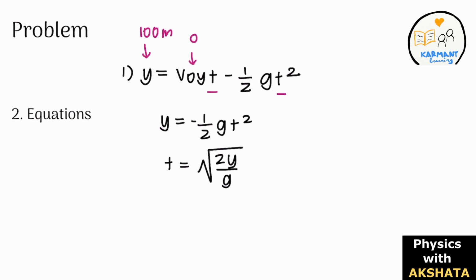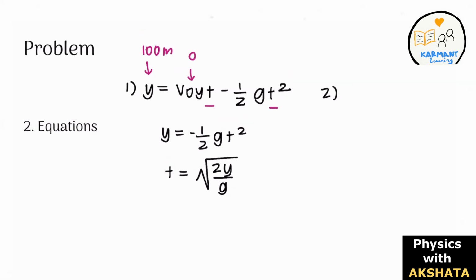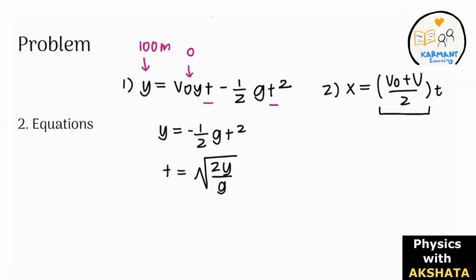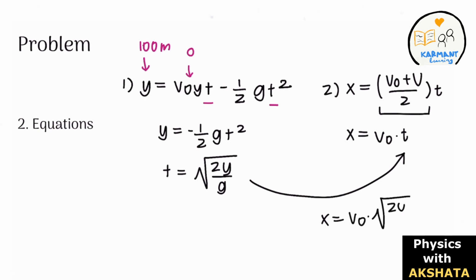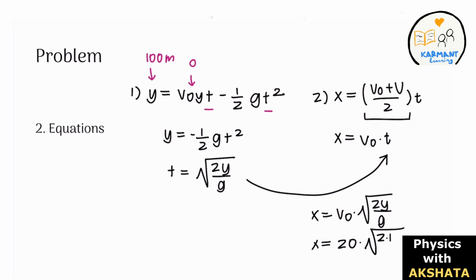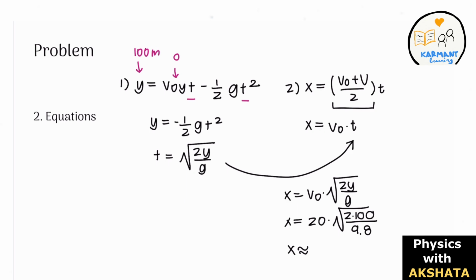Now that we have our time variable solved for, we can use it in our second equation for the x direction from the base of the cliff. In this case, our velocity is constant throughout. So that means that our average velocity is the same as our initial velocity, x equals v0 times t. If we substitute this expression for t, we get x is equal to v0 times the square root of 2y over g. I recommend substituting all the numbers and values after you solve for everything algebraically. We get that x is approximately equal to 90.35 meters from the base of the cliff.